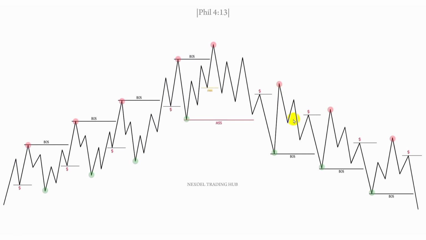And then we have the impulsive leg move to the downside that took out the external range liquidity. Price pulled back, took out internal range liquidity, and we have the fall that took out the external range liquidity. Pullback took out internal range liquidity to validate this as a lower low. So this is how you actually identify structure.